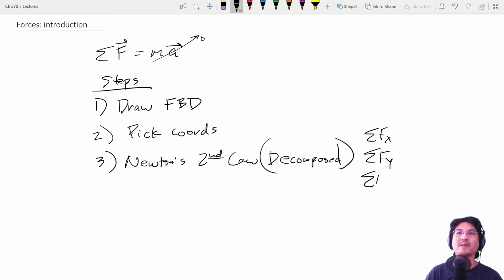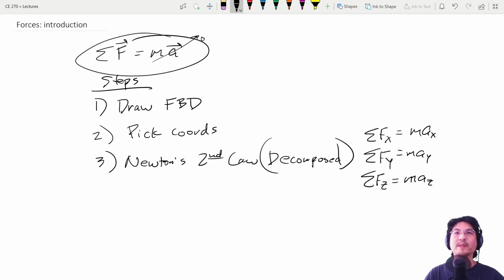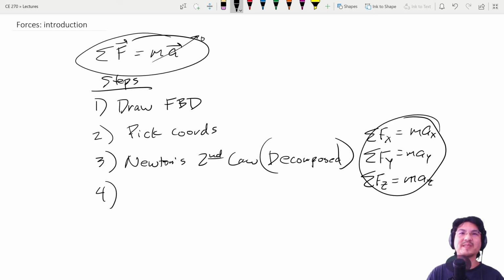So say you pick Cartesian, right? You split up the force into XYZ components. You split up the acceleration vector into XYZ components, like this. So now instead of one 3D vector equation, you have 3 scalar equations. That's the benefit of Cartesian coordinates. Okay, and then last step, you just solve whatever math.